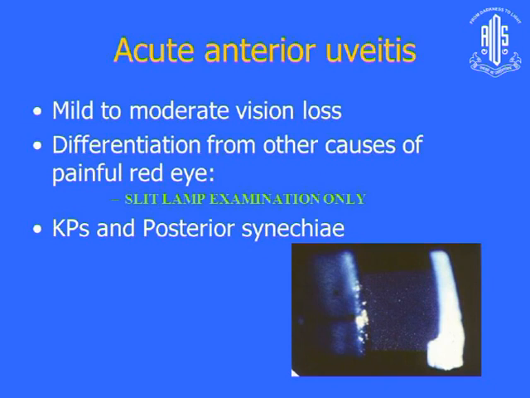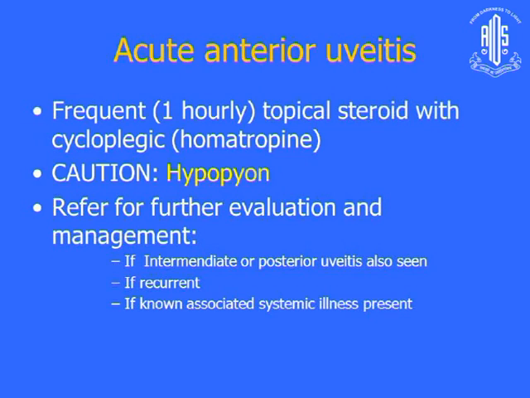You may see keratic precipitates and posterior synechiae, and if there is hypopyon, be cautious, it can be endophthalmitis, especially if it is an operated case. Then start frequent topical steroids and refer for further evaluation. You can start on frequent topical steroids; you need not refer if there is no other complication.